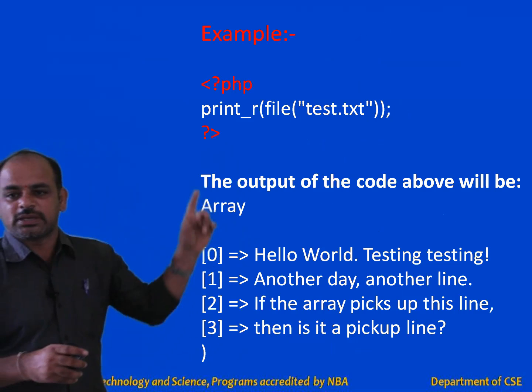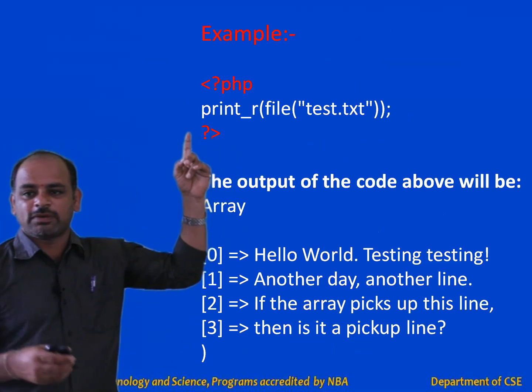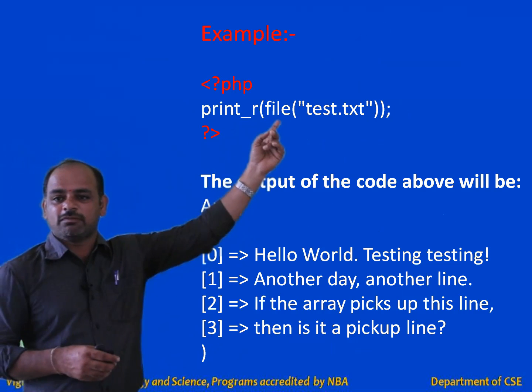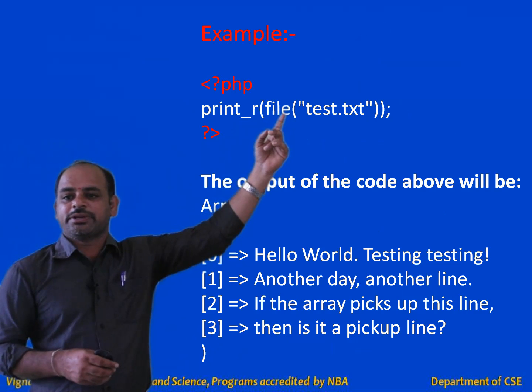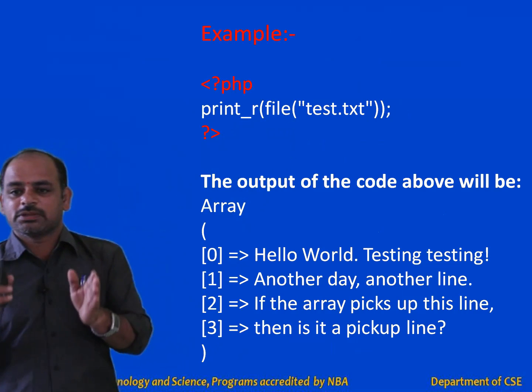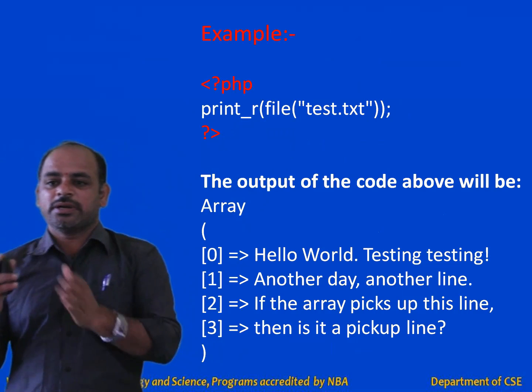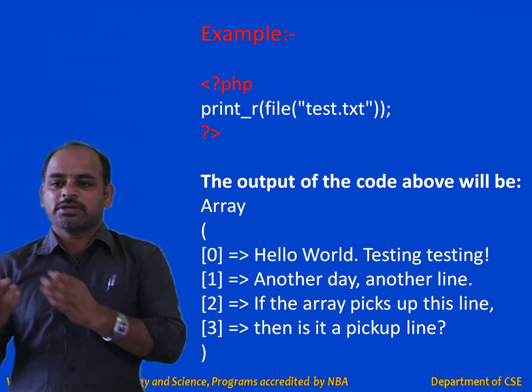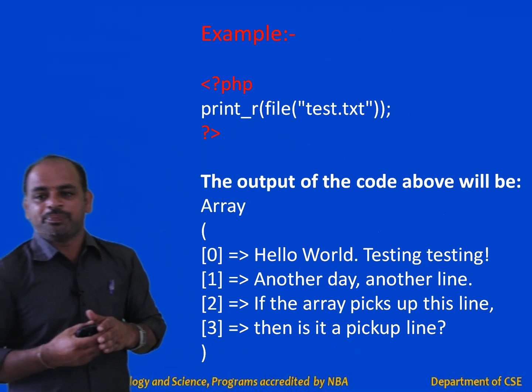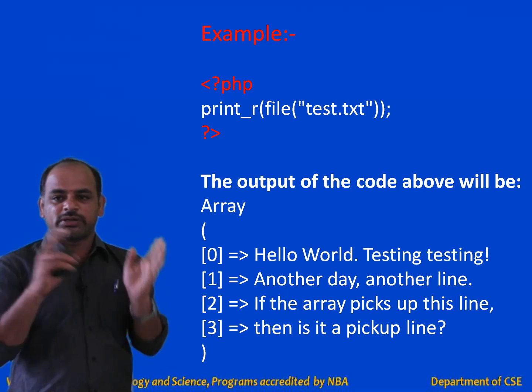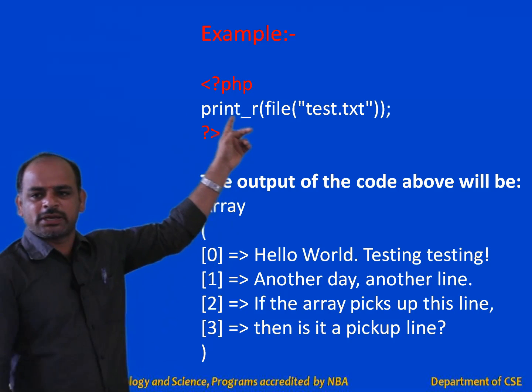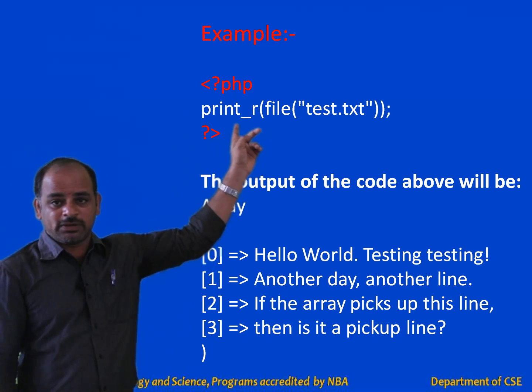So you can see in this example how to use file here. Simply I'm using file and test.txt here. If a file with the name test.txt already exists, it reads the content from that file, and that content will be stored into an array here. I'm using the print_r function directly. It is a predefined function.